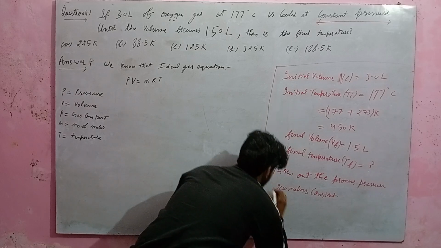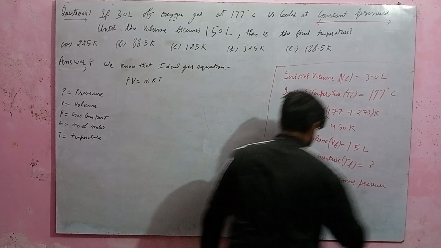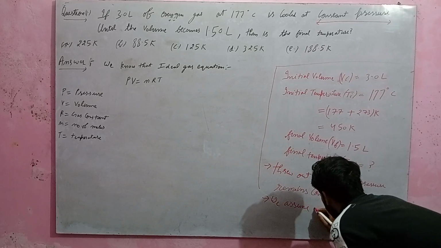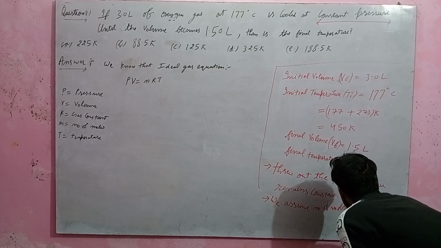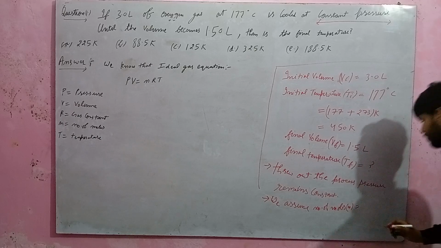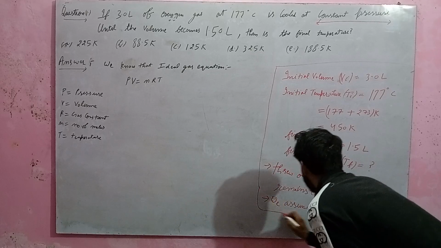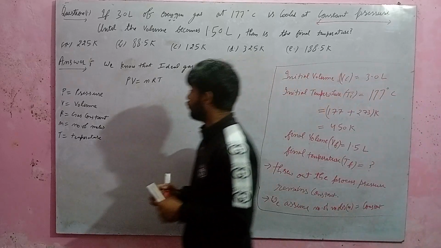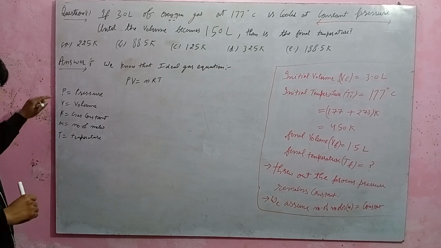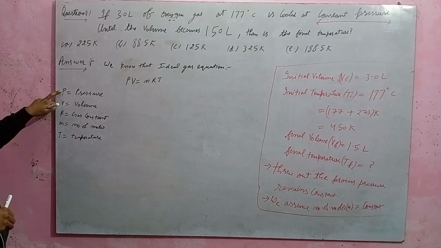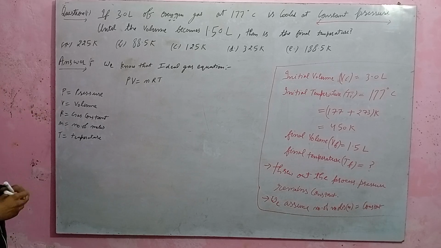So we assume the number of moles, which is denoted by N, is equal to a constant, because we have no information about the number of moles. So we have P equal to a constant given in the question, N equal to a constant, and R also equal to a constant.